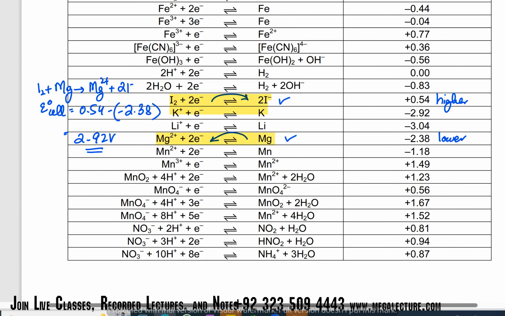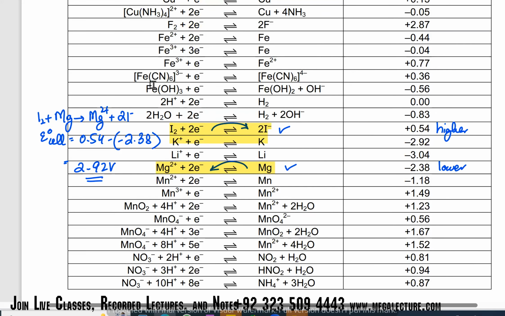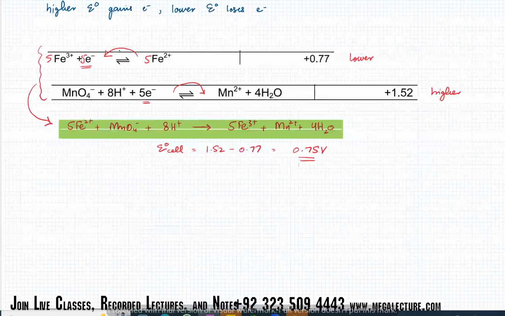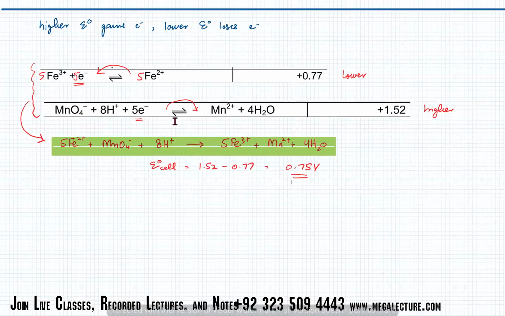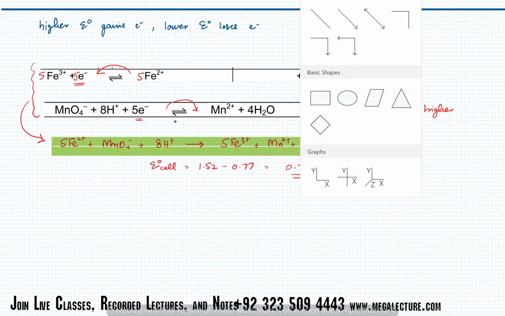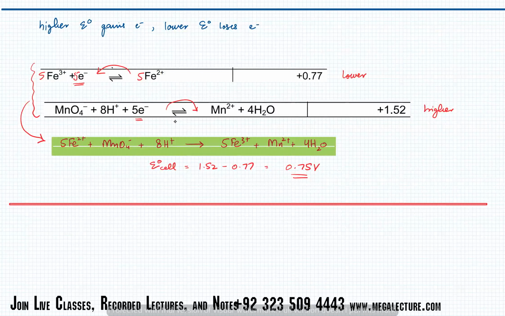There's only one issue, which is that you need to know what the electrode is. This is easy stuff: the higher gains, the lower loses. But a lot of times you don't know what the electrode is. Most of the time, the question that you're going to get is just an open-ended question. It's not going to be very specific like this. These are very specific, but most of the time your questions will not be that specific.